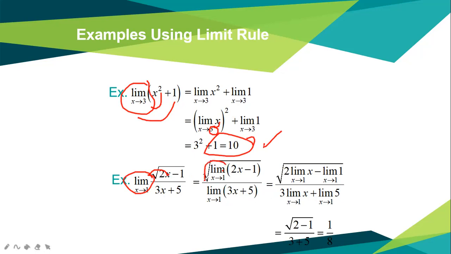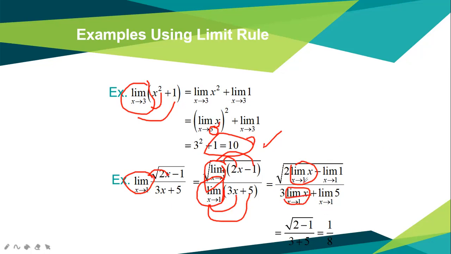Then we distribute the limit property again, so the limit of 2x and the limit of negative 1 as x approaches 1. Same with the denominator, we distribute it. So now we have the square root of 2 times the limit of x as x approaches 1 minus the limit of 1 as x approaches 1, all over 3 times the limit of x as x approaches 1 plus the limit of 5. Then we use the properties of a limit. This is just the constant rule. We substitute here. Then this is the constant rule again.